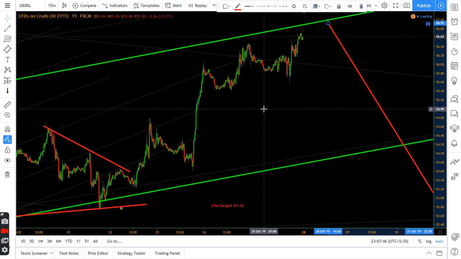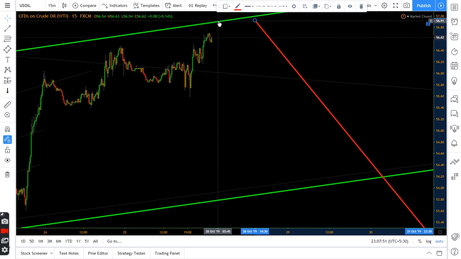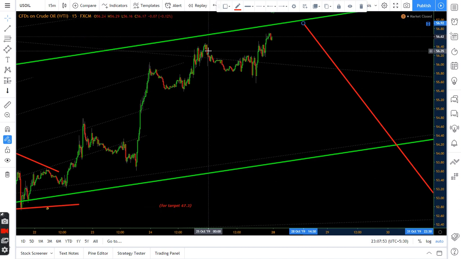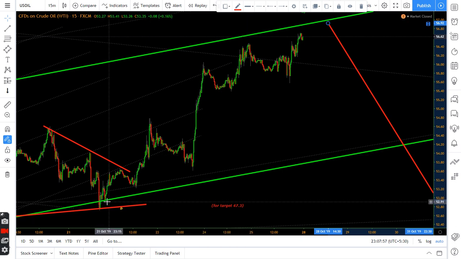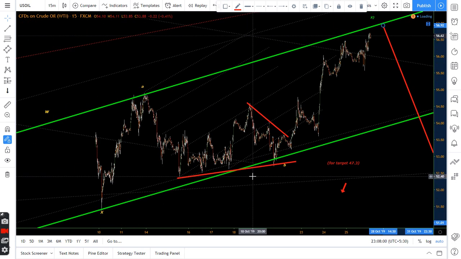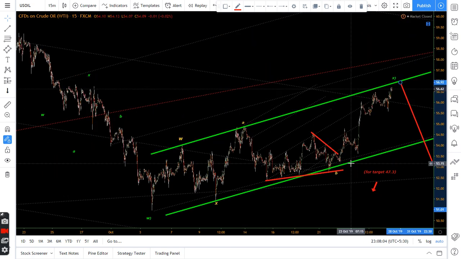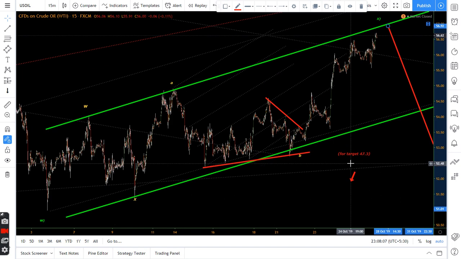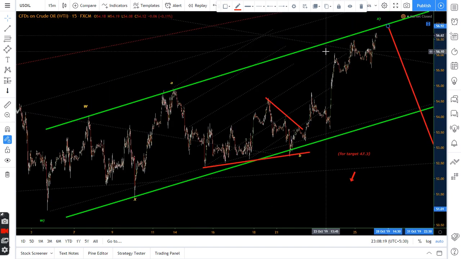If we switch to the 15 minutes, see, 1, 2, 3, 4, 5. It may be an ending diagonal also. So 1, 2, 3, 4, 5, or this is it. If it is not a triangle also, anything can happen here. I'm not catching this wave count here. This zone is a little bit tough to watch.